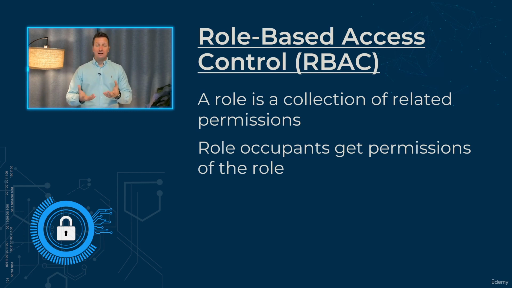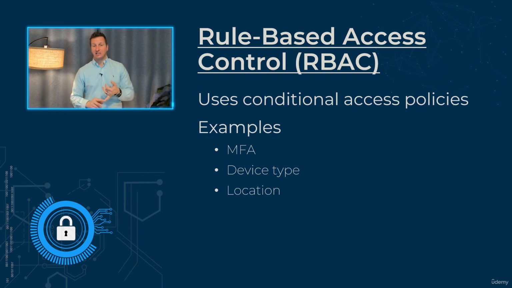Now, a role is a collection of related permissions. So imagine that I want someone to be able to read files in the cloud. I might have a role that allows that to happen, and I could add occupants to that role. I could assign it to users or groups of users or perhaps devices so they have those permissions. So you're adding users, for instance, as an occupant of a role, and then they get the permissions that that role allows. You've also got rule-based access control.